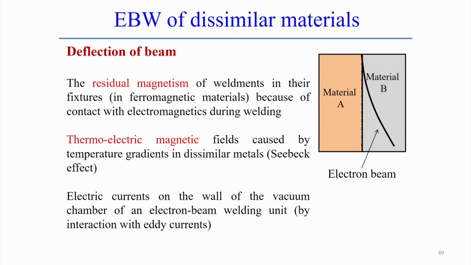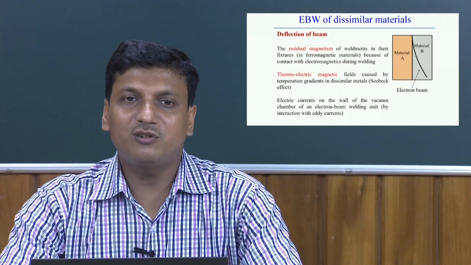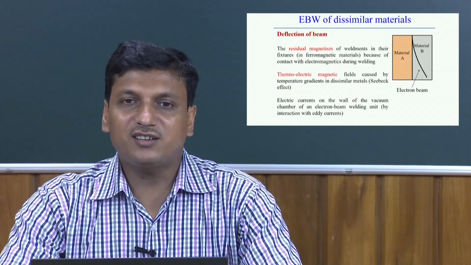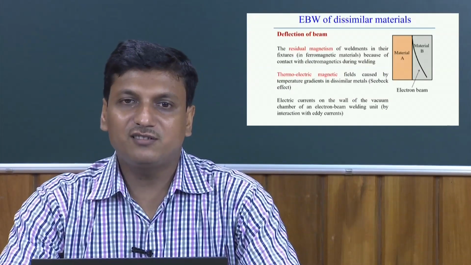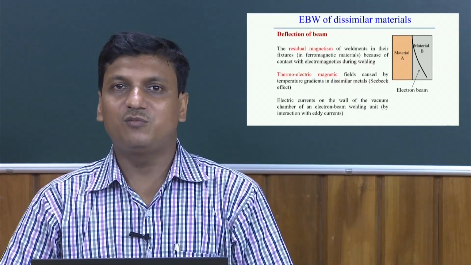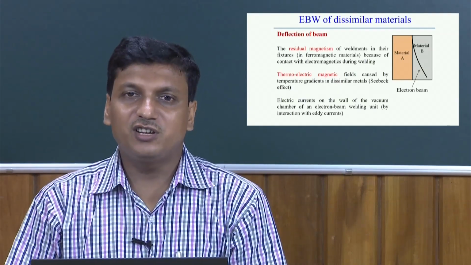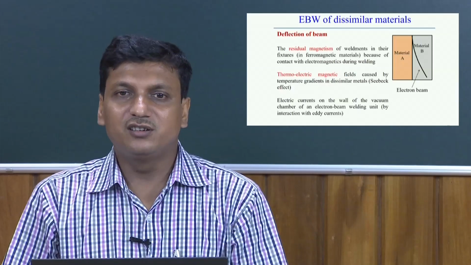So, what are the typical reasons for the deflection of the beam along the depth direction of the material? First, residual magnetism may be one of the reasons, in the weldments and their fixture. Residual magnetism may exist in the fixture in the case of ferromagnetic materials, and during welding the beam gets deflected due to the electromagnetism created during the welding process. That is the most important thing during the joining of dissimilar materials. So, what may be the other reasons for the beam deflection?